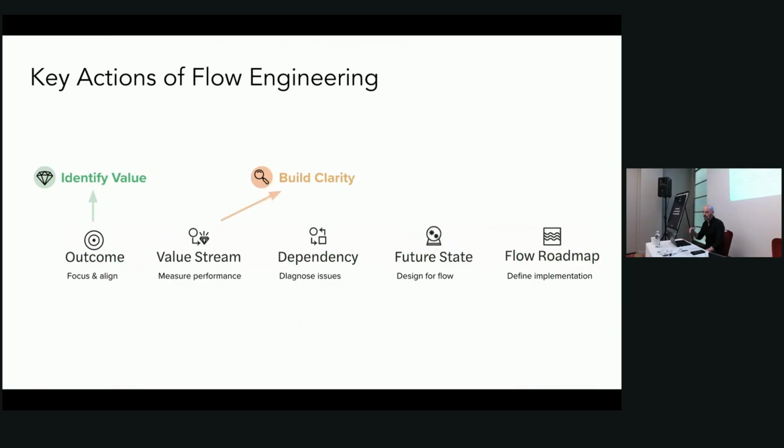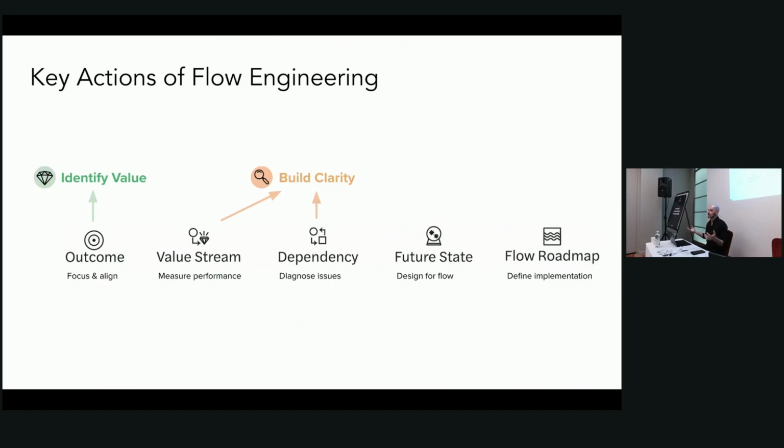And then we look at value streams as a way of understanding how things are happening today. How do we create that visibility into the current state? And dependency mapping is the second half of that, where we dig deep into the areas that emerge as problematic or extremely interesting, let's say.